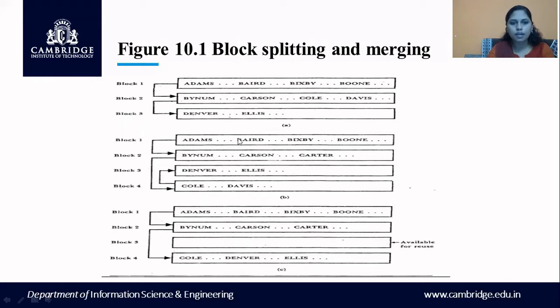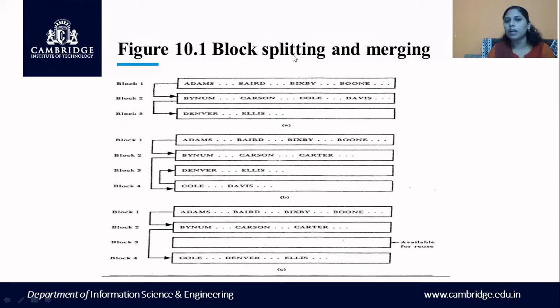Here I'm trying to add a record named Carter into the block. Before adding, we need to find out where we can add the record. We can't add it wherever we want, because all the records are ordered in ascending order. Finding the suitable position, I find that Carter can be added into block number 2. Now what will happen if I add Carter into block number 2? There are already 4 records, so adding a 5th record causes an overflow condition.